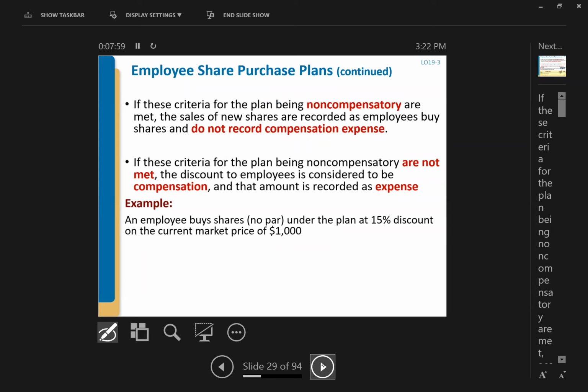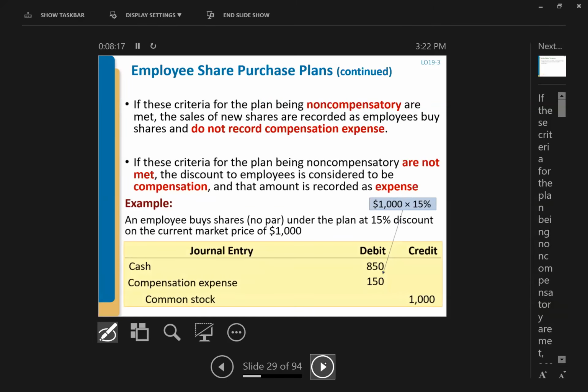So an employee buys the shares under the plan at a 15% discount to the current market. Does that meet the criteria? And yes, I hear the whole class go, no, because it's got to be less than 5%, right? And this is 15%. So in that case, we're going to have to record the compensation expense.